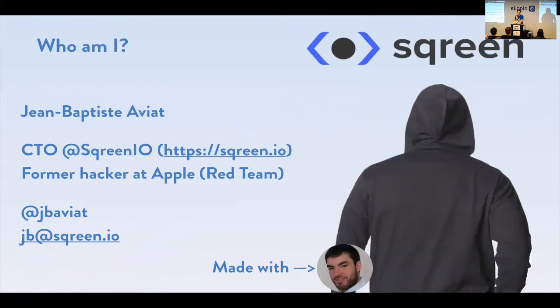Previously, I worked at Apple in a security team, and so now I'm at Sqreen. Most of the things I'm gonna describe here were done at Sqreen with Benoit, who's our first employee. And so we have no ops. So basically, we are the ops still today.